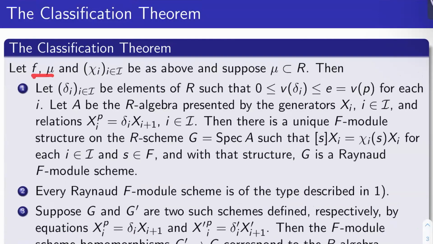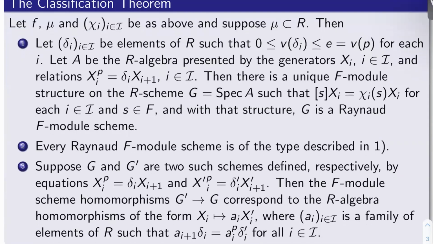So the classification theorem, here's what it says. Let F, mu, and the set of all chi sub i's for i in big I be as above, and suppose mu is in R. Then three things are true. One, let the delta sub i's, for i ranging throughout big I, be elements of R such that the valuations of the delta sub i's are non-negative and less than or equal to e. Recall e is v(p), the absolute ramification index, and this better hold for each i. Let A be the R-algebra presented by the generators X sub i for i in big I, and the relations X_i to the p equals delta sub i X_{i+1} for i in big I.